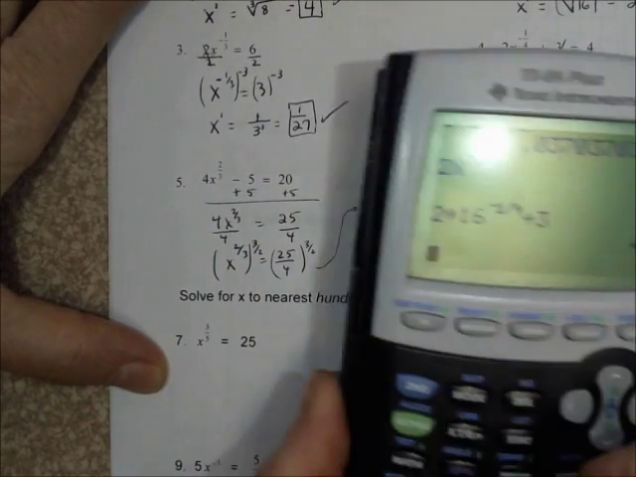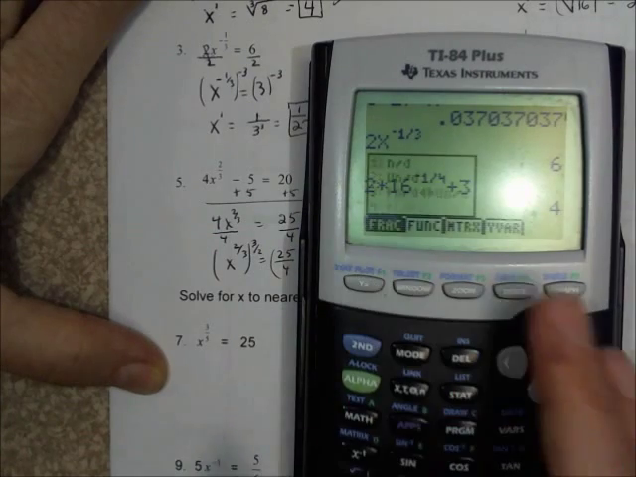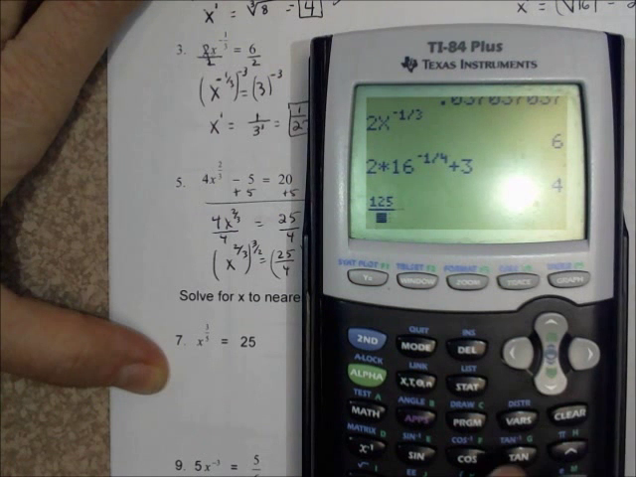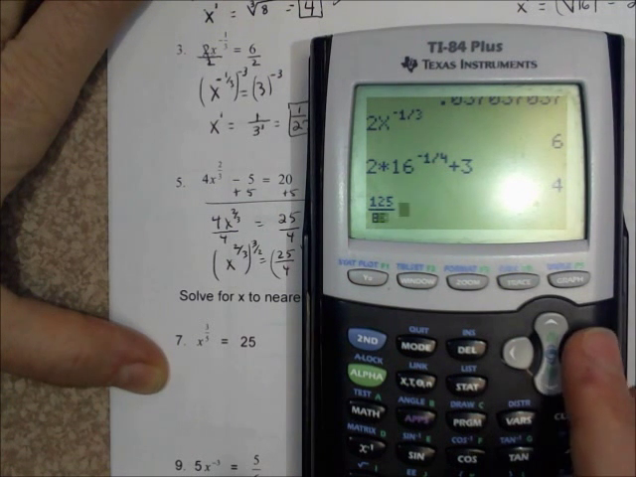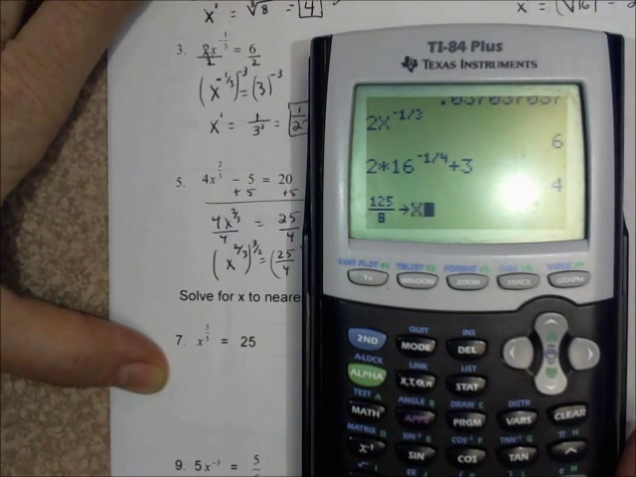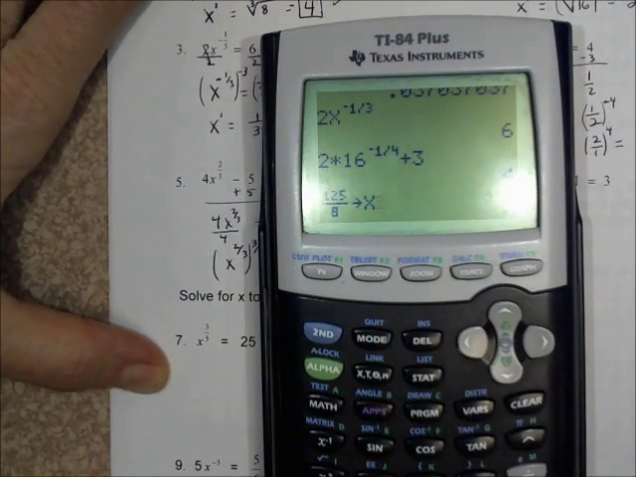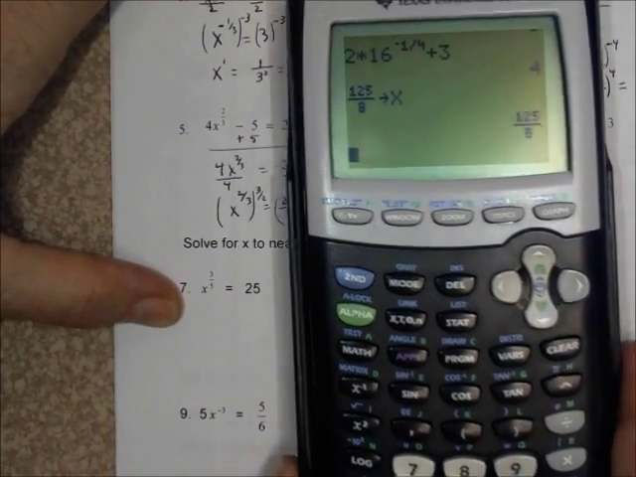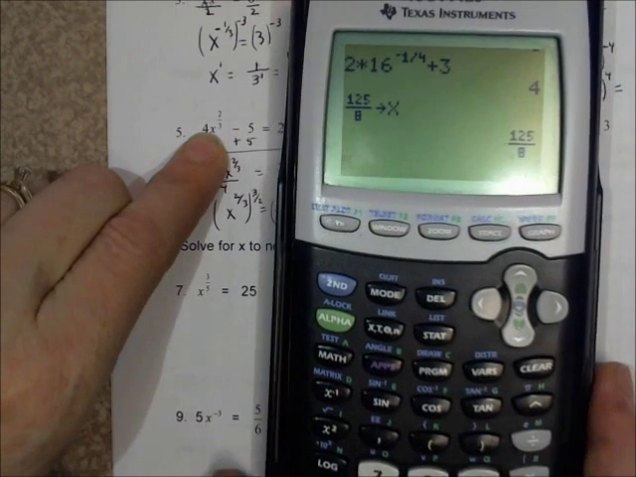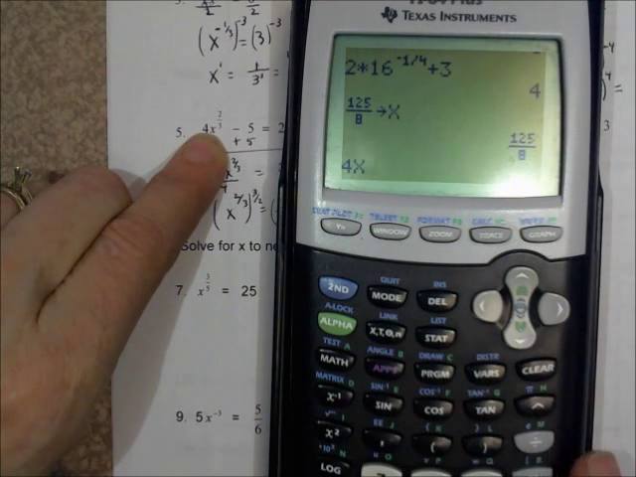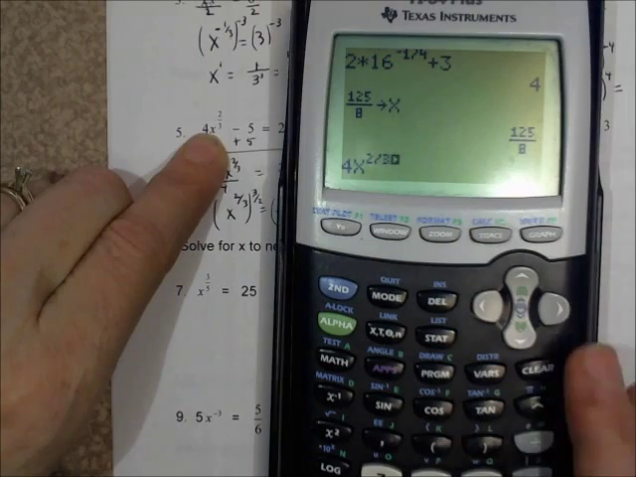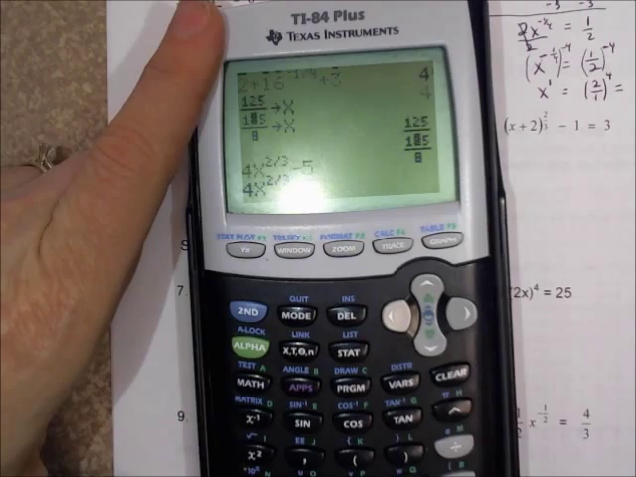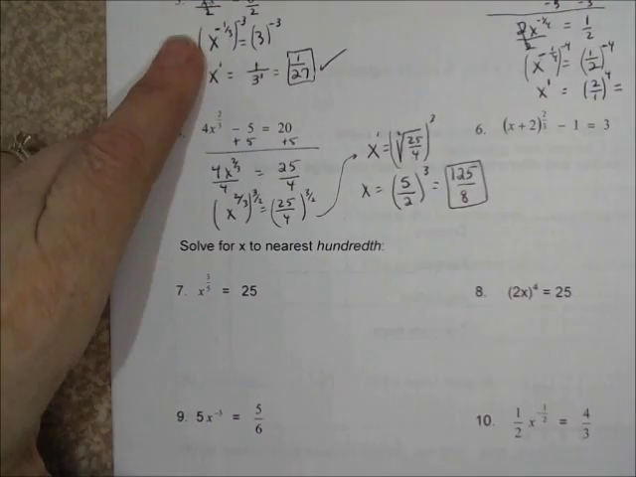And now let me check my answer. I think I will let x be 125 over 8. I'm going to store that value into x. And so now my calculator thinks 125 over 8 is my x value because I told it it was. And now I'm going to put in the calculator 4x to the 2/3, the letter x, minus 5, and hopefully that's going to be equal to 20. And it is, so my answer checks.